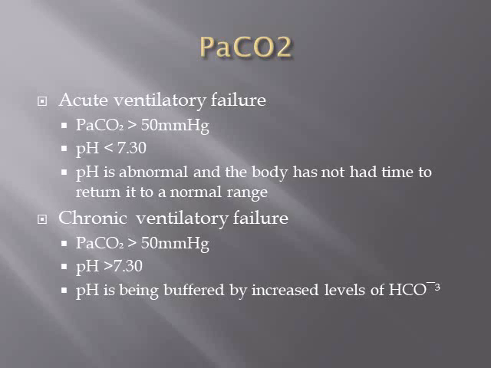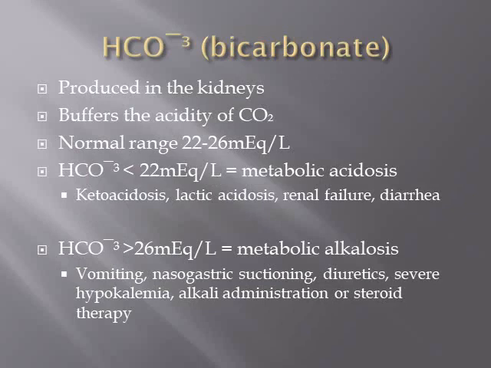The kidneys are compensating for that acidosis created by carbon dioxide. And then your sodium bicarb, your kidneys produce it, or we give it artificially with medication, and it buffers the acidity of carbon dioxide. Your normal range is 22 to 26 MEQs. Some books will say 28. I was always taught 26, but two MEQs isn't going to really make a difference one way or another.